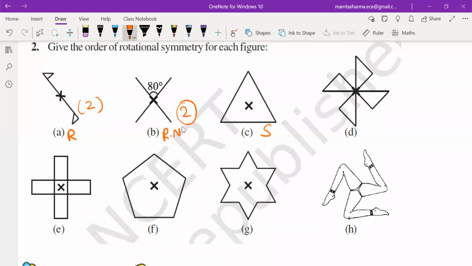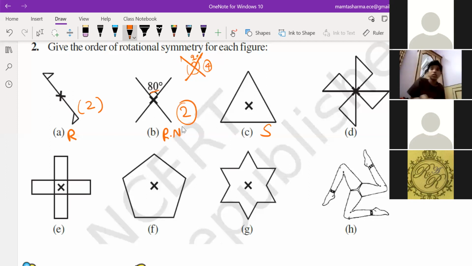If the angle were 90 degrees, then its order of symmetry would be... if 90 had been given in place of 80, then... Ma'am, then it's all 4. Yes, all the gaps would be the same. So the order of symmetry would be 4 in this case.